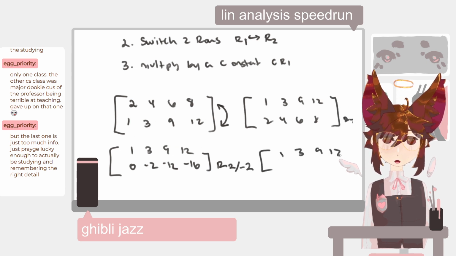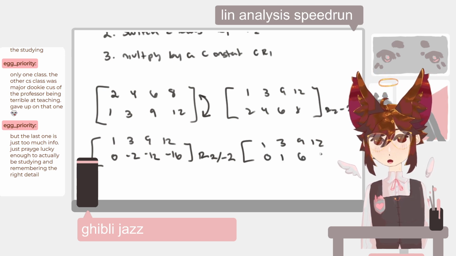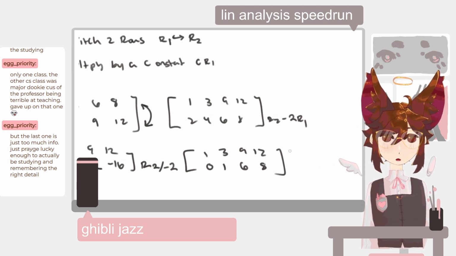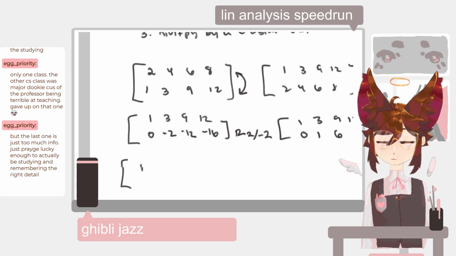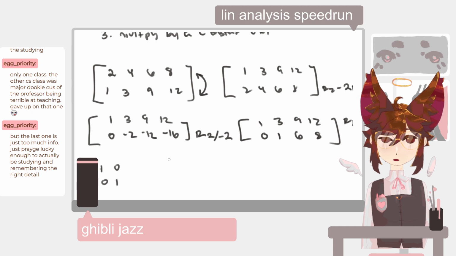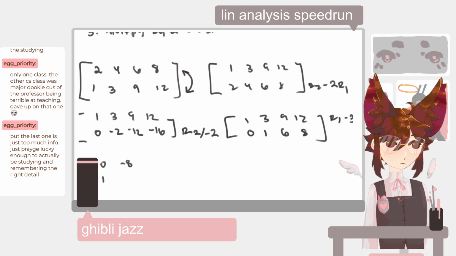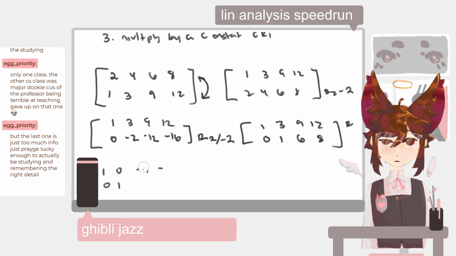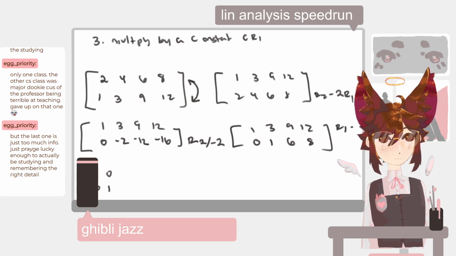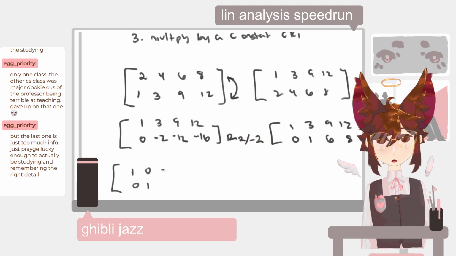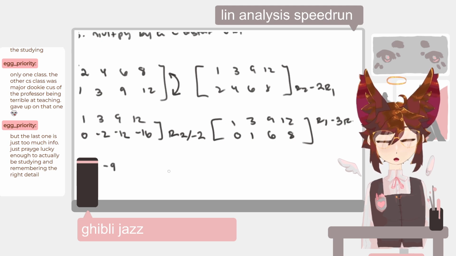1, 3, 9, 12. I like how my matrix is just getting more and more squished as time goes on. 0, 1, 6, 8. And then all we gotta do is we just gotta do R1 minus 3R2. And we get 1, 0, 0, 1. 9 minus 18 is negative 8. 12 minus 24 is negative, wait, what the hell? Did I do that right? 9 minus 18, yeah, negative 8. Negative 9. There we go. And then 12 minus 24 is negative 12.